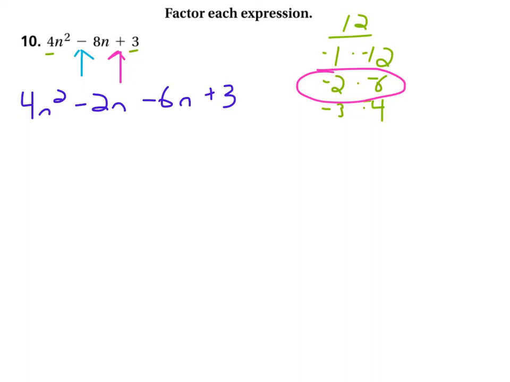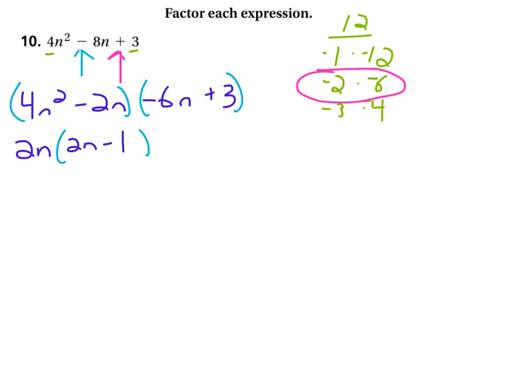Now we're going to group them like this. This and this, this and this. Okay. And what can we factor out of each one? Well, for the first one, we can factor out a 2. The 4 and the 2 both can factor out a 2. And we can factor out an n. Okay? And then what do we have left inside? Well, 4n squared divided by 2n is 2n. And minus 2n divided by 2n is 1, minus 1.